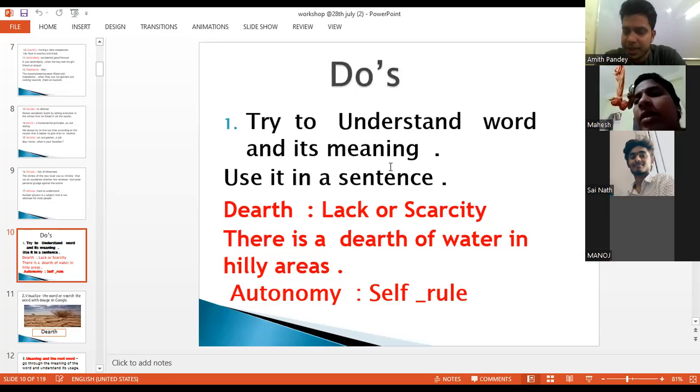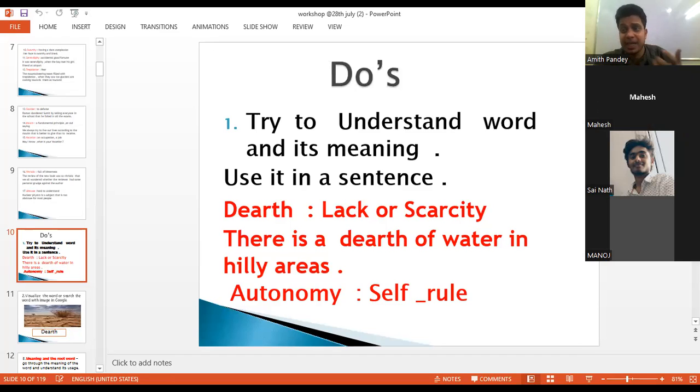So dearth, which means lack. In case, let's say, you know what the meaning of lack is, in that case you may or may not understand. But let's say I use it in a sentence like there is a dearth of water in hilly areas. Obviously in hilly areas we can't find water. So with just the context and the meaning, you can remember the word.